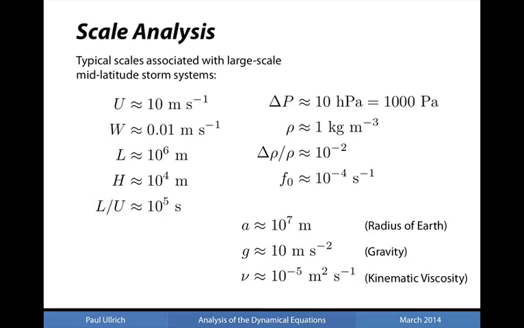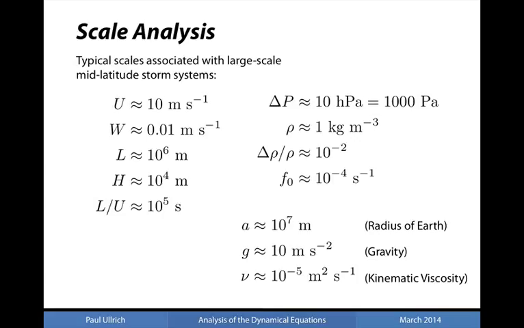The time scale, denoted by L over U, can then be calculated from these quantities, and it is on the order of 10 to the 5 seconds, so approximately 1 day. Recall that 1 day is about 86,400 seconds, which has a typical time scale of 10 to the 5 seconds as well. Typical pressure fluctuations along constant height surfaces are about 10 hectopascals, or about 1,000 pascals. Typical densities are about 1 kilogram per meter cubed.